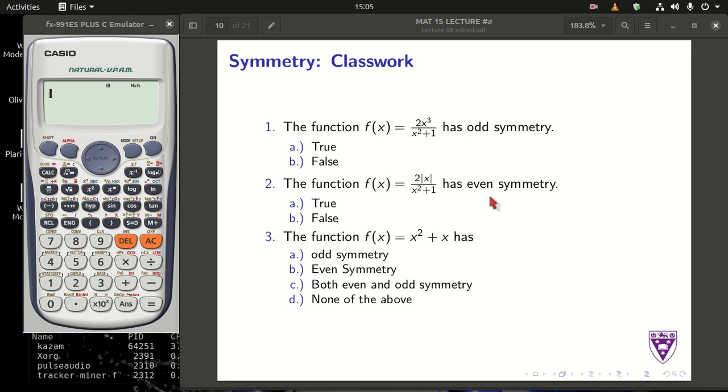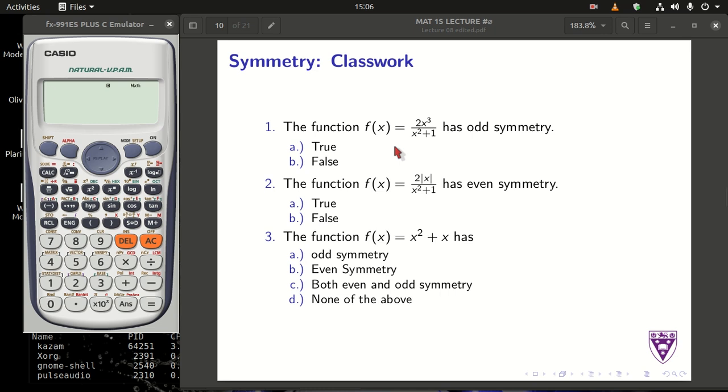When we were doing symmetry, even symmetry and odd symmetry, we ran out of time while we were still in class, and we were supposed to do these problems as classwork. I said that this is going to be our homework. It's only 3 questions. If I give you this function, can you say if it is odd or even?